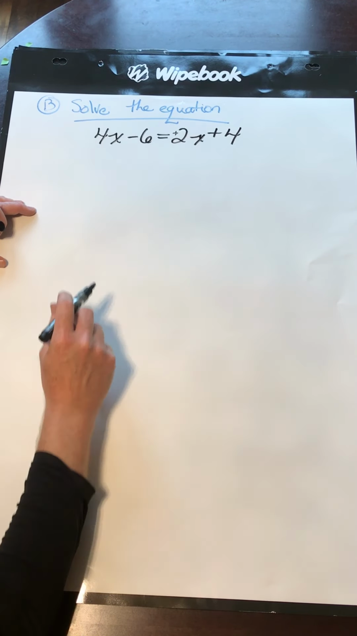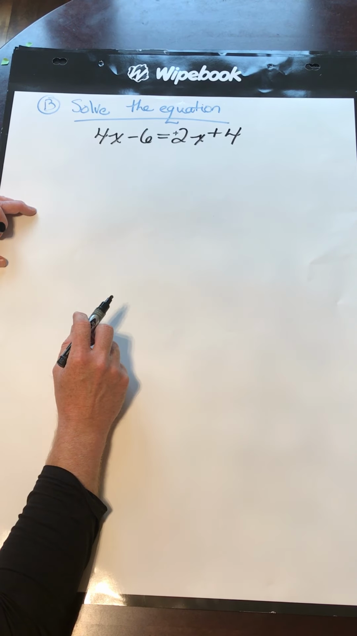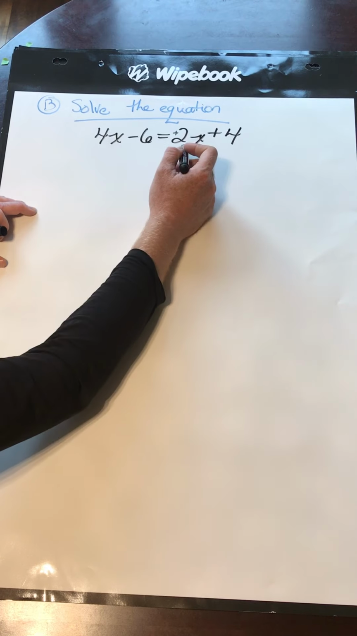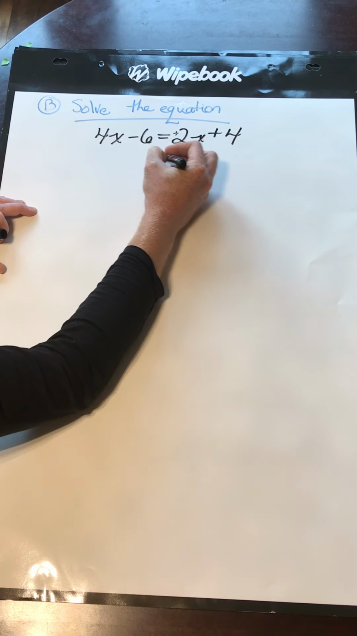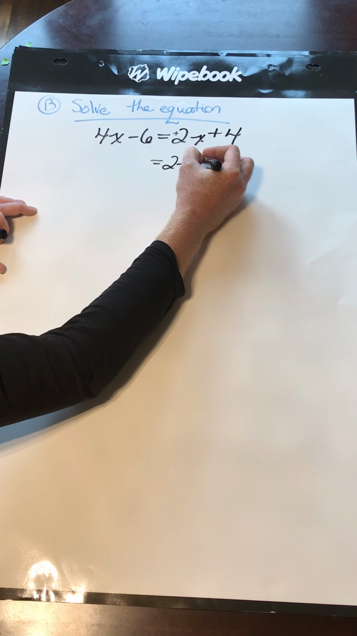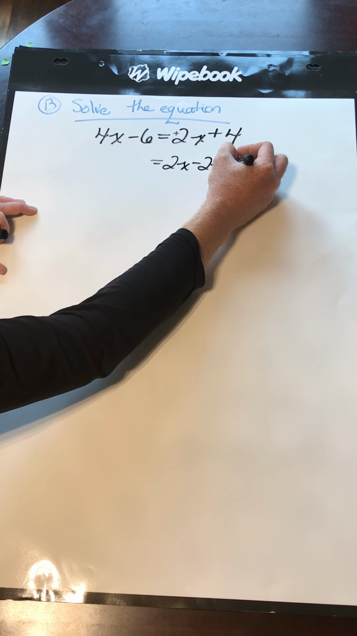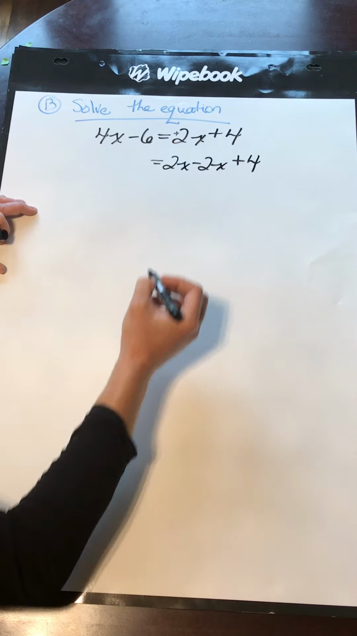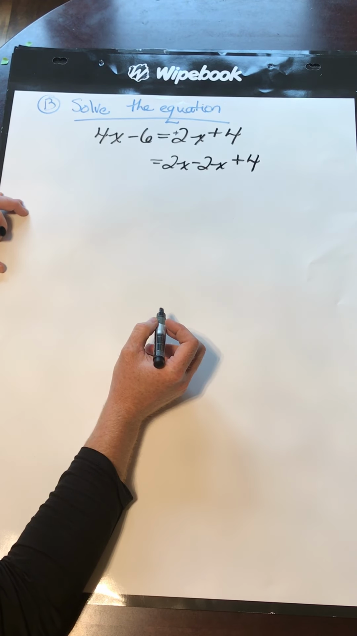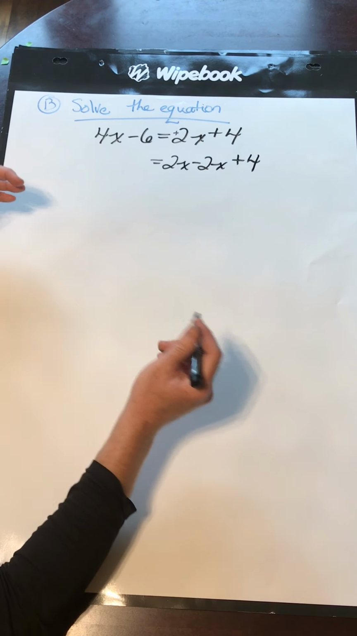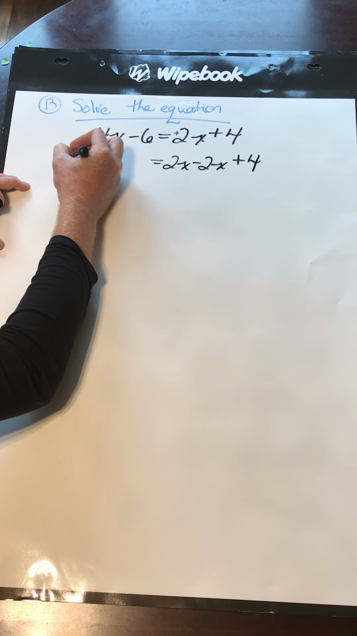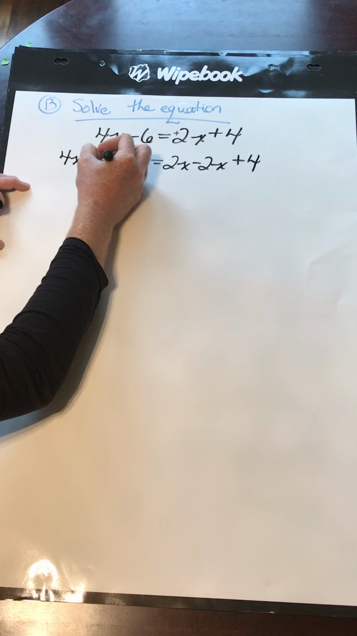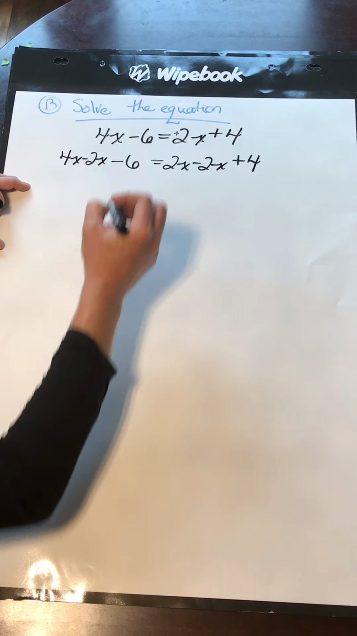Well, I'm going to use the inverse or opposite operation, which is the same as making a zero pair. And the inverse of positive 2x is negative 2x. So I'm going to put that in here. 2x minus 2x plus 4. But whatever we do to one side, we must do to the other to keep it balanced. So I'm also going to write that on the other side. 4x minus 2x minus 6.